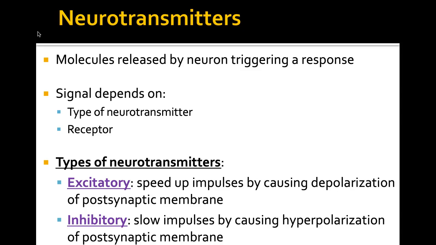Inhibitory is just the opposite. This slows down that impulse by causing hyperpolarization of the postsynaptic membrane. So what is happening with hyperpolarization? Potassium is leaving the cell, again causing a change in potential.